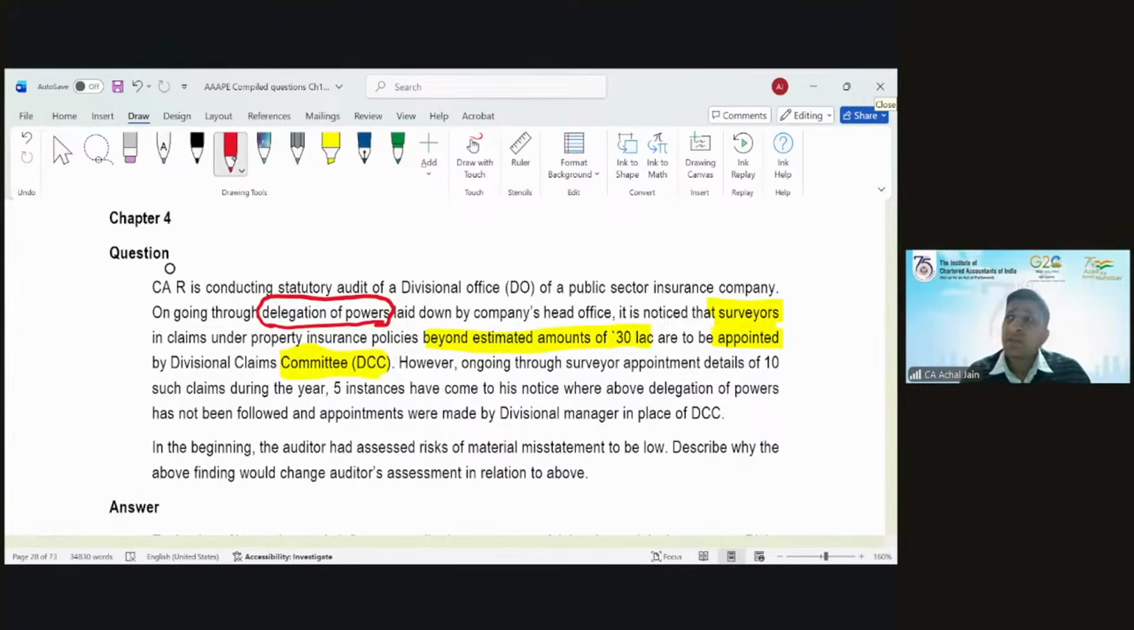Okay, so you can say this authority matrix which is available was not followed by the company in 5 instances out of 10. Now this is again important, that 5 out of 10. See, why is that important? Because you can say there are a lot of instances.